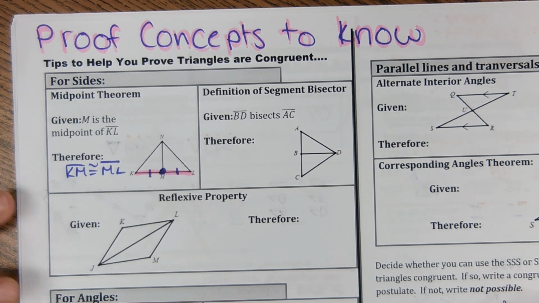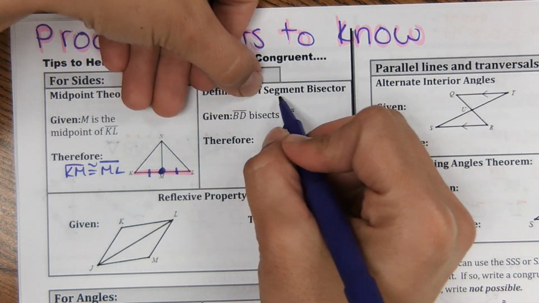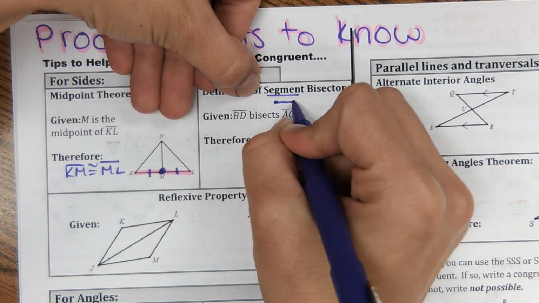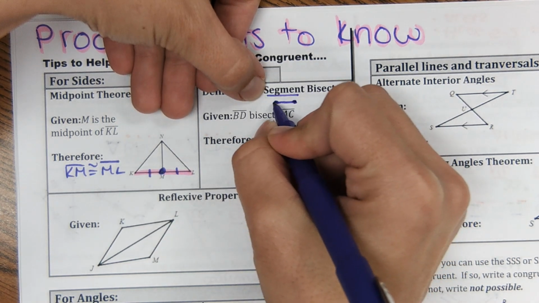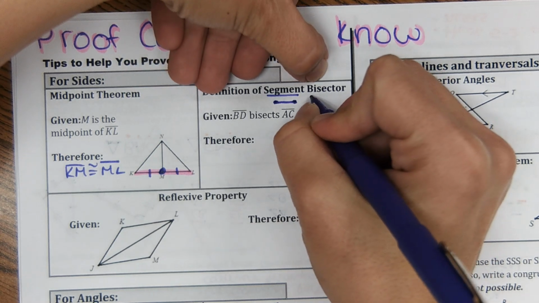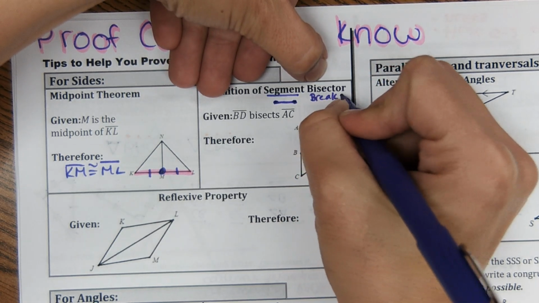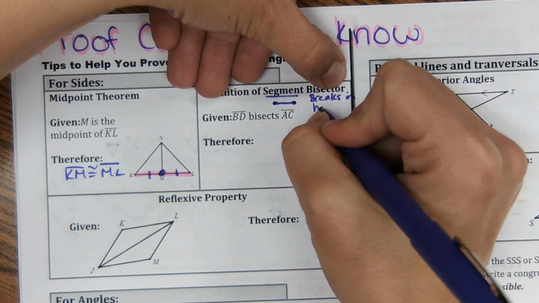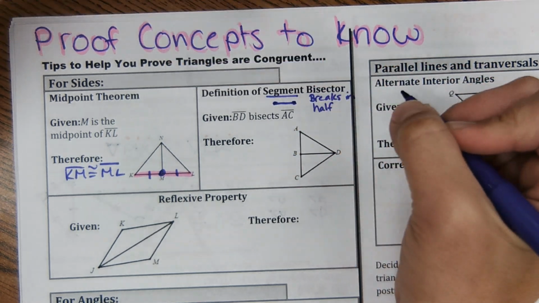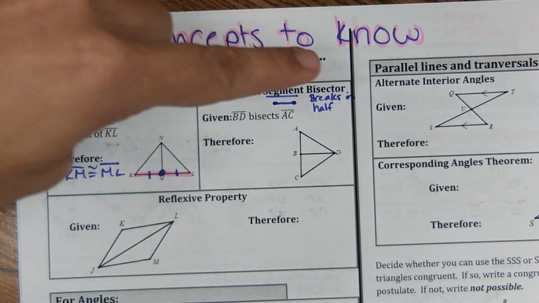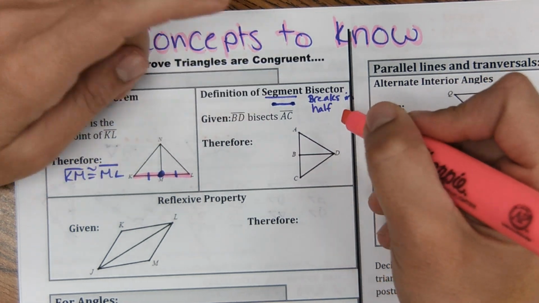Okay, and then definition of segment bisector. So a segment looks like this. It's like a line segment with two endpoints. A bisector breaks something in half, like two equal parts. So a segment bisector would break a segment into two equal parts.